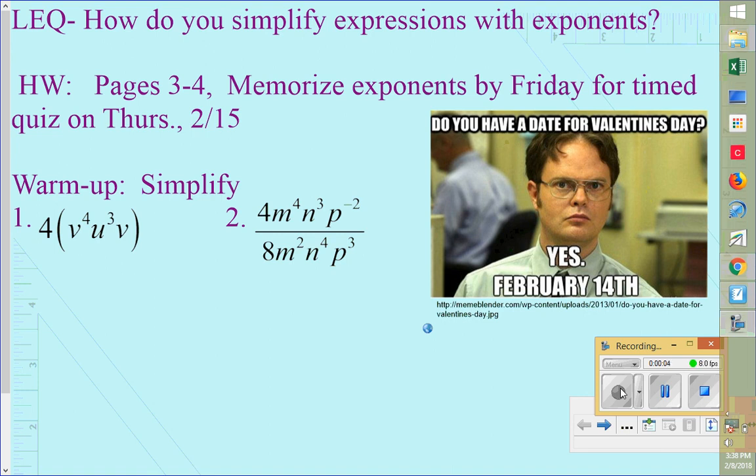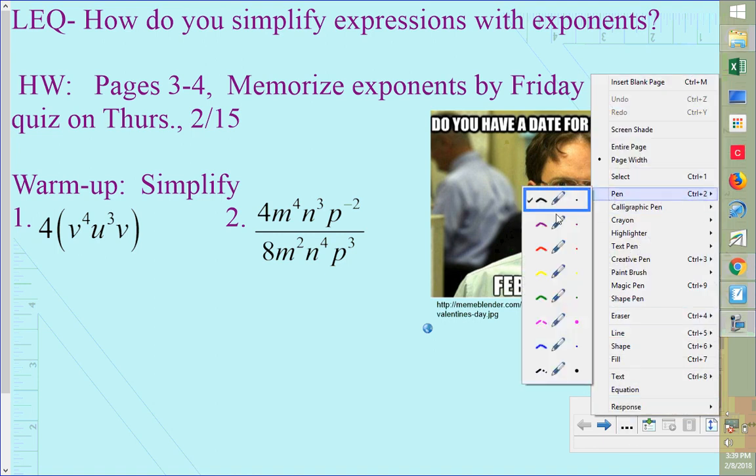This is day 1 of Unit 7. So we started today with a warm-up. So pause the video, try this warm-up. These should be kind of basic exponent problems from Algebra 1 and geometry. So take a moment and try those.